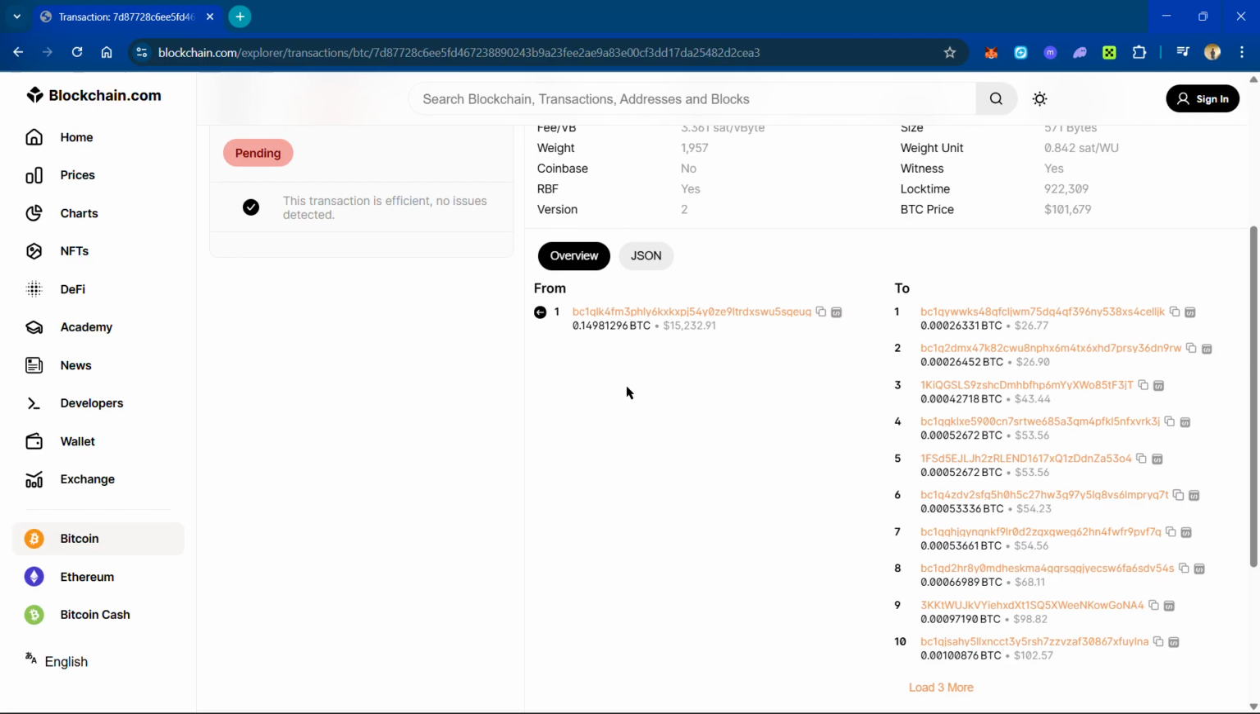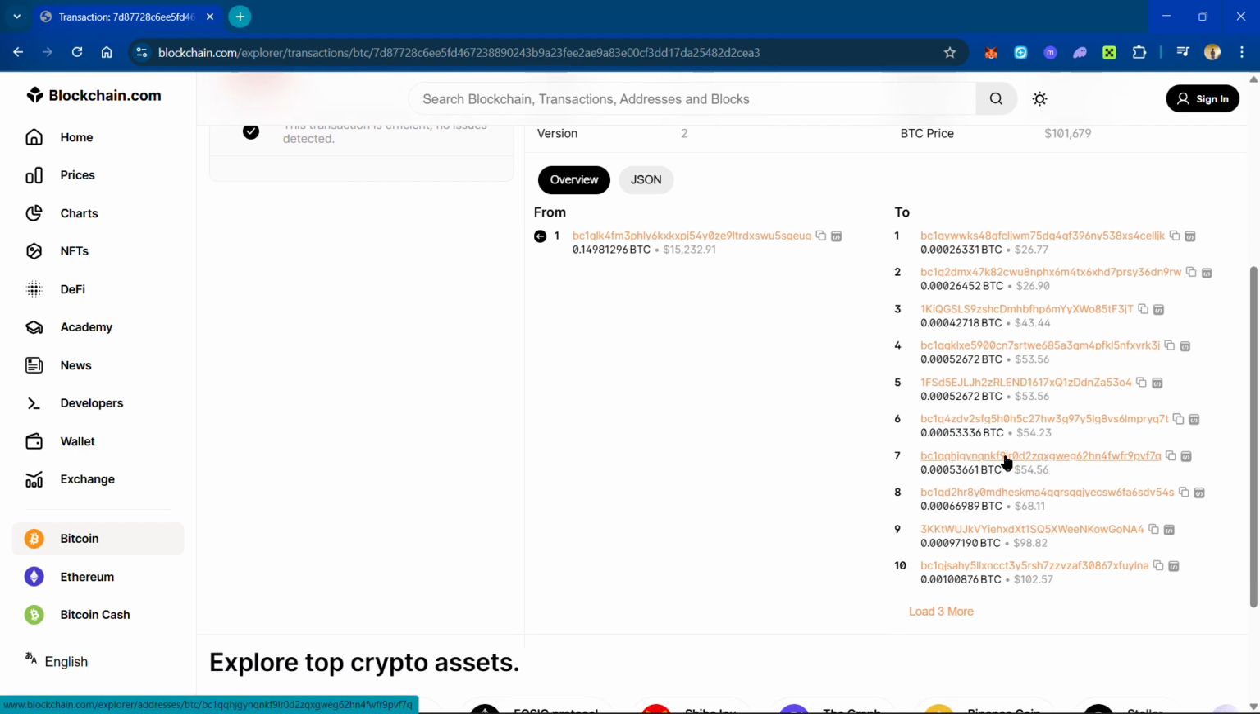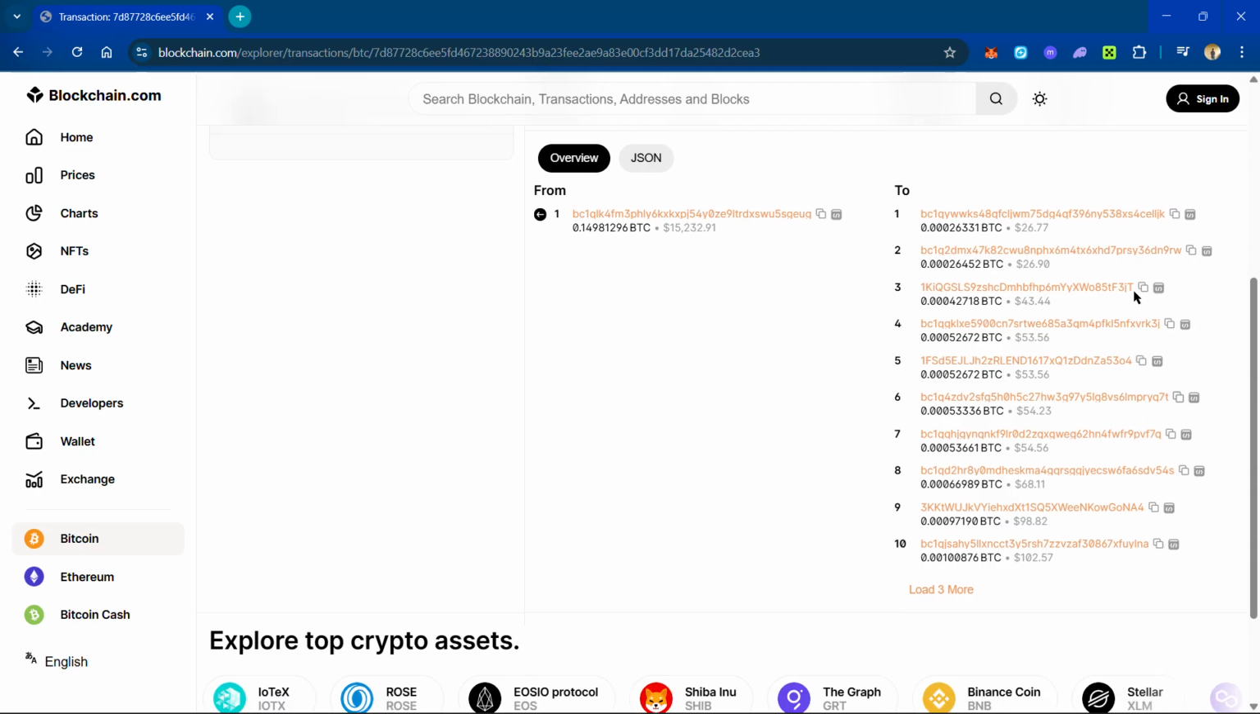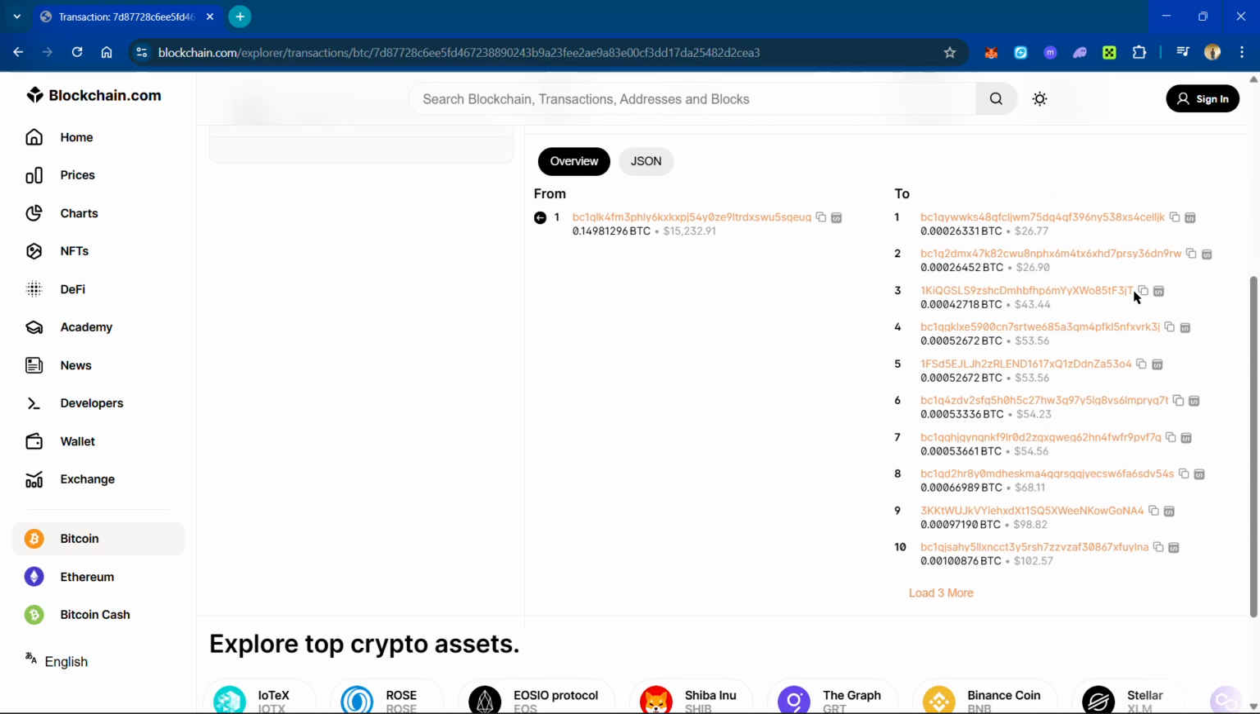So this is this person's address. Now, this is the person's Bitcoin wallet address. So we're going to copy here to clipboard. There's the person's wallet address, copy to clipboard. But before I do anything, let me explain this too. Now, this is the person's address I just copied, and the person sent $15,000 worth of Bitcoin to these different addresses.